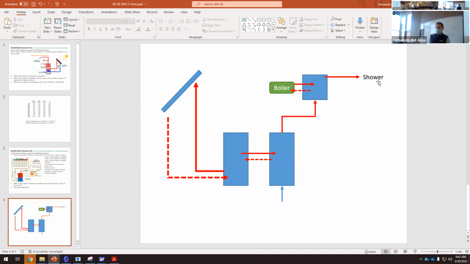Okay, so this is it. We have solar thermal collectors. We have a tank. We have a second tank. In this tank, we have the water supply. And then there is another tank here, and we have the boiler connected to this hot water tank. So the temperature here would be 140.